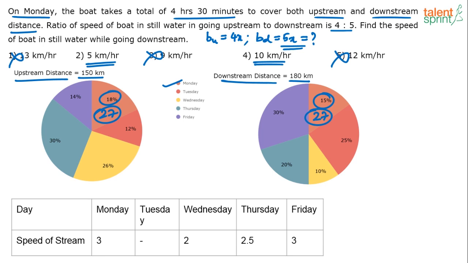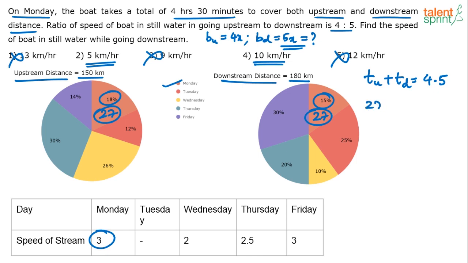The total time taken to go upstream plus time taken to go downstream is equal to 4 hours and 30 minutes. 4 hours and 30 minutes is 4.5 hours. Yeah, this is equal to 4.5. So solve this now. By the way, the speed of the stream on Monday is 3. That also is important, right? That will be needed. Now, what is time? Distance by speed.